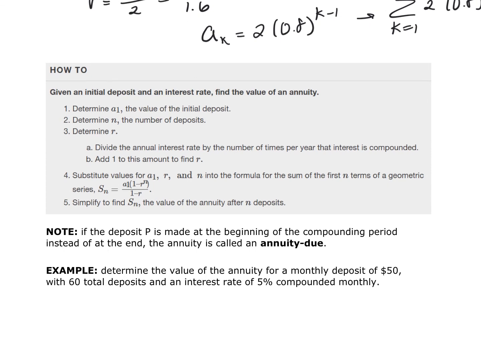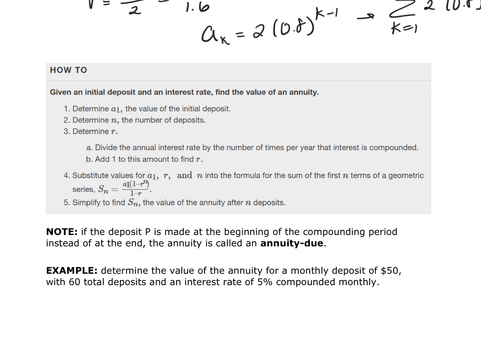Here's the last one, which is the annuity. So to figure out the annuity, the first thing is you have to figure out what A sub n is, the value of the initial deposit. You need to figure out how many deposits you're going to make total, and then you need to figure out what your R value is.